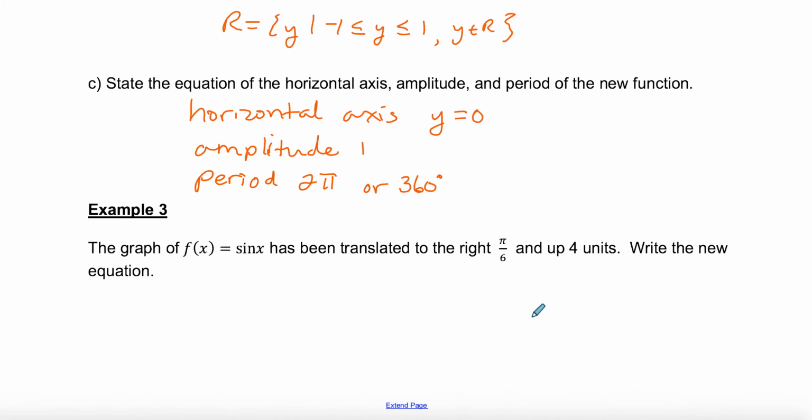So example 3, this is just asking you to write an equation for this. If we had f of x equals sine x, and it's been translated to the right pi over 6 and up 4, what would that new equation look like? So we'd have a new equation that might be g of x. We have a horizontal translation, so we're going to need brackets. It's going to the right, so we're going to have a minus sign there because it's the opposite of what you would think. And then plus 4 because we're going up 4 and we're going right pi over 6.